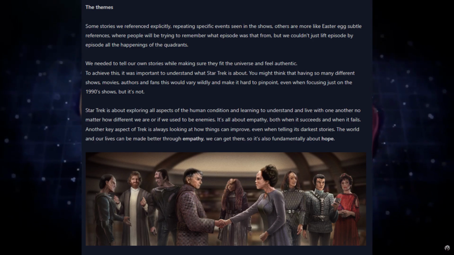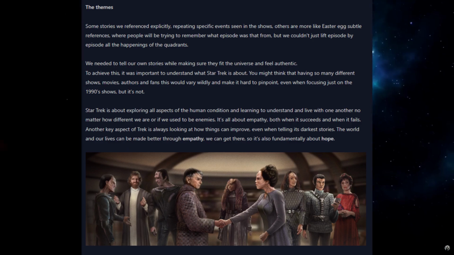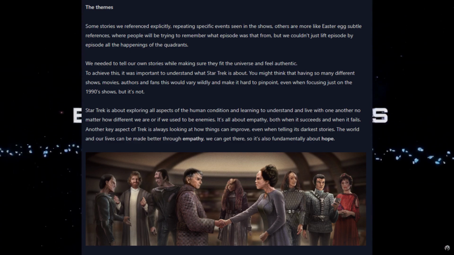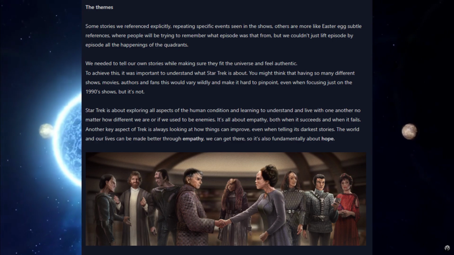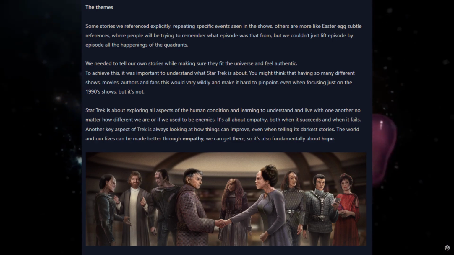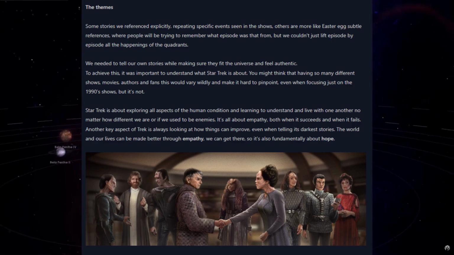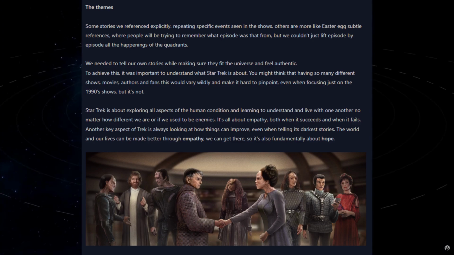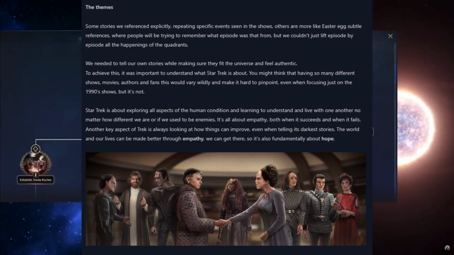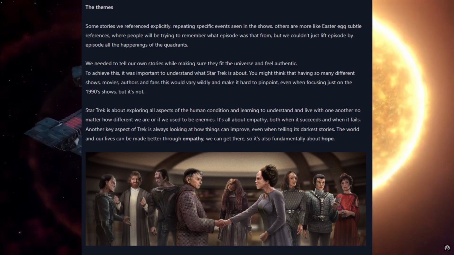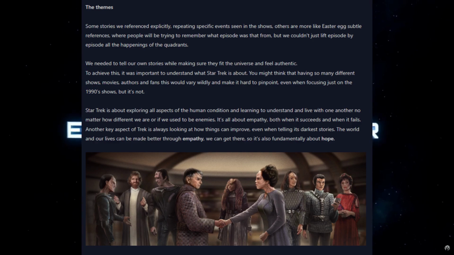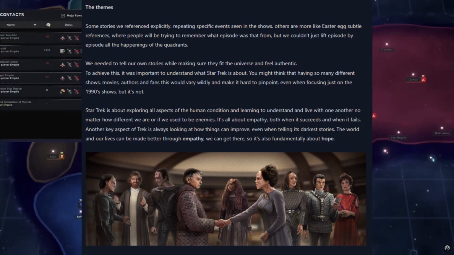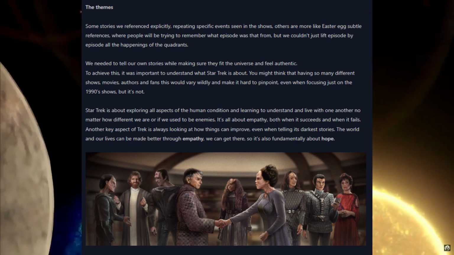You might think that having so many different shows, movies, authors and fans, this would vary wildly and make it hard to pinpoint, even when focusing just on the 90s shows, but it's not. Star Trek is about exploring all aspects of the human condition and learning to understand and live with one another, no matter how different we are or if we used to be enemies. It's all about empathy, both when it succeeds and when it fails. Another key aspect of Trek is also looking at how things can improve, even when telling its darker stories. The world and our lives can be made better through empathy. We can get there. So it's also fundamentally about hope.